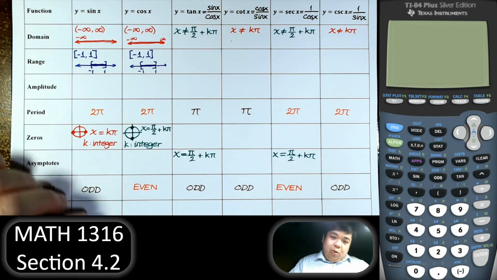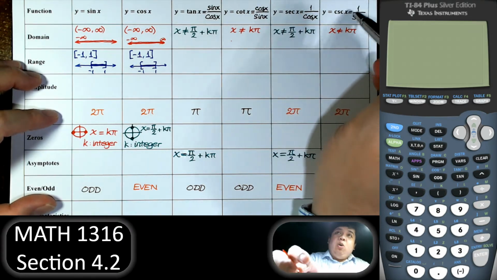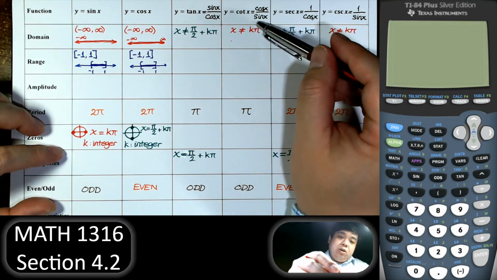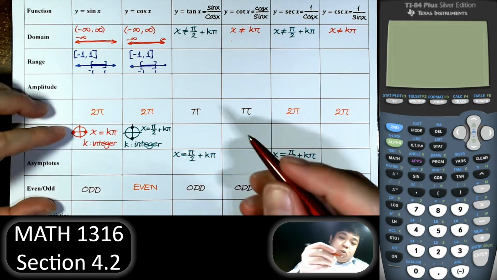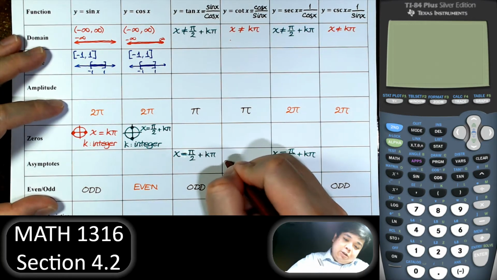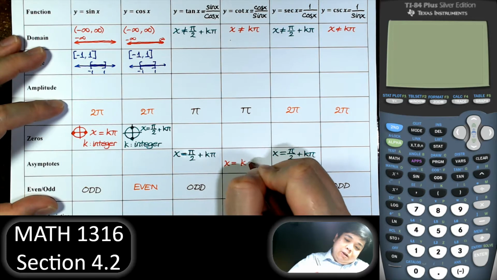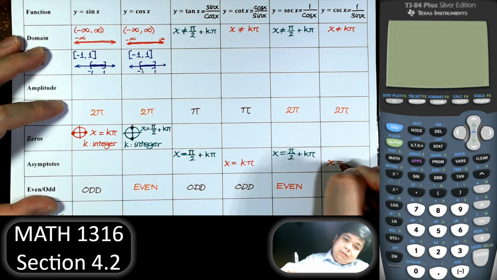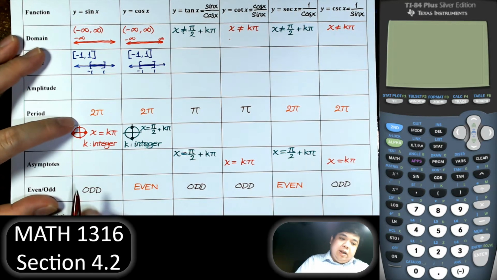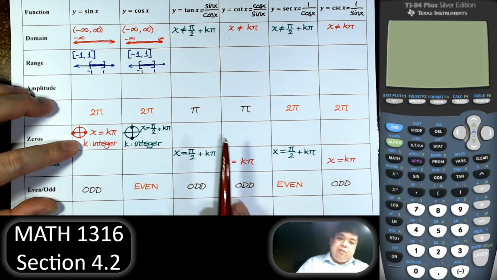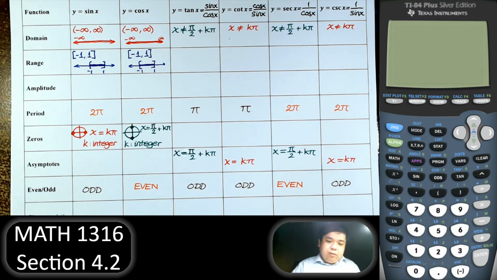And once again, cosine over sine, or 1 over sine, if sine equal to 0, it is undefined. But we have the asymptote there, so x equal to k pi. That is where sine equal to 0. Right.